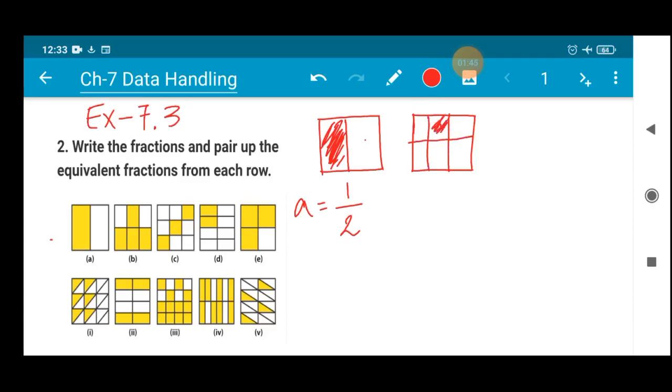This part is colored, this part is colored. Sorry, there are not 4 parts, extremely sorry. There are 1 2 3 4 5 6 parts, total 6 parts, and out of these 6 parts, 4 parts are colored. That was what I meant to say. We can convert this into the simplest form: 2 2s are 4, 2 3s are 6. So our b value is 2 by 3. It's an easy thing, isn't it?